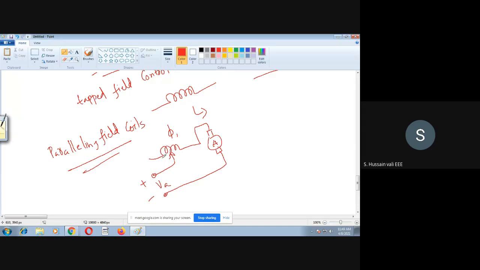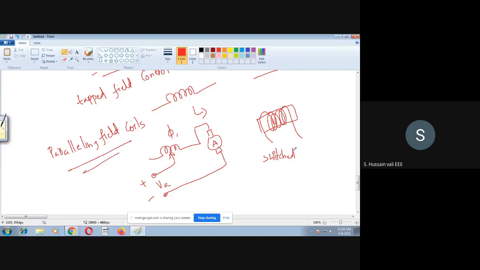Paralleling field coils in the sense, see the field windings. If you go through exactly what this field winding is, it's a magnetic circuit, and there is a magnetic core. So you have some coils like this. Instead of having only one single large coil, you will have a larger number of small coils, and you connect them either in series or in parallel. Here in this case, you connect them in parallel. For that purpose, you require some switches, something like DPST switches.